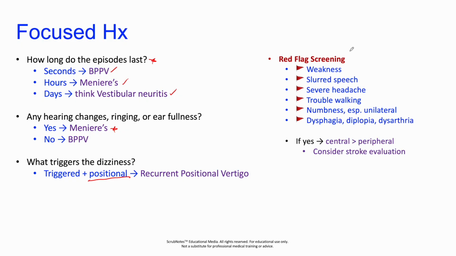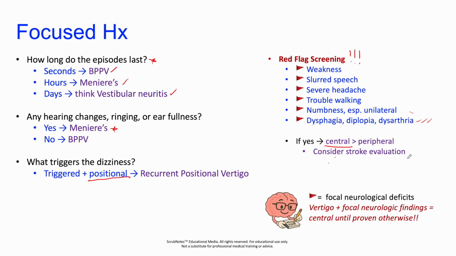And then, of course, it's always important to ask about red flag screening questions to help rule out those more serious central causes. You could ask about any weakness, slurred speech, really severe headache, difficulty walking, numbness, especially on one side, the trifecta of dysphagia, diplopia, or dysarthria. If there's yes to any of these, central is more likely a cause than peripheral, and you should consider a stroke evaluation. So any focal neural deficits, any of these red flags, should be considered central until proven otherwise.